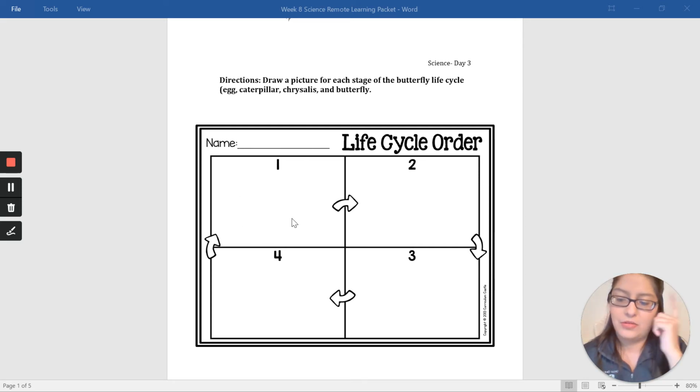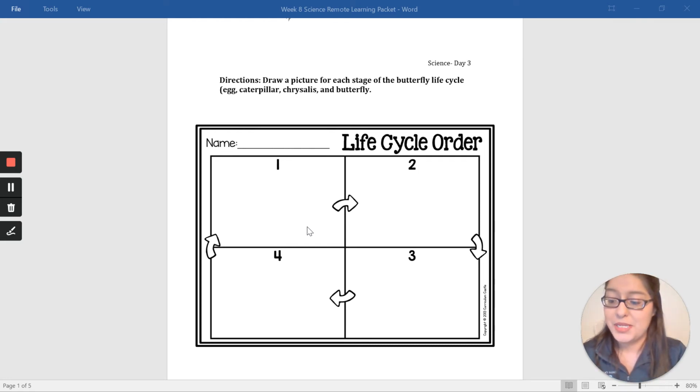So let's think about what the first stage in a butterfly's life cycle is. Is it the egg, the caterpillar, the chrysalis, or the butterfly? What do you think? Think about it. What's the first stage in a butterfly's life cycle? Yes, the first stage is the egg.